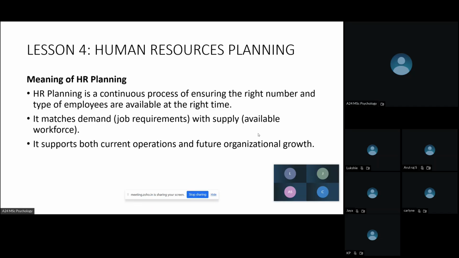And then the third point is that it has to support what the organization is doing currently, so that it doesn't stop. The operations that are already happening in the company stay the same, but we are also hiring for future organizational growth, for the additional work we need to do to make sure the organization is growing. So we need to make sure the current work is running, but future work is also happening parallelly. That is what HR planning is all about, and we need to make sure the human resources are available to do all these tasks.